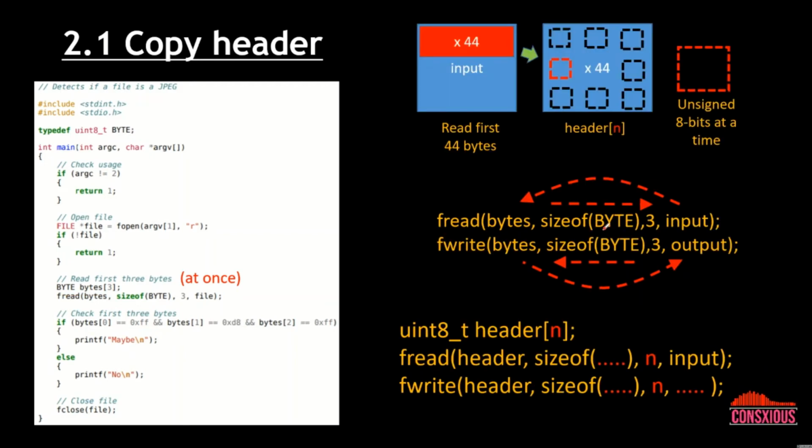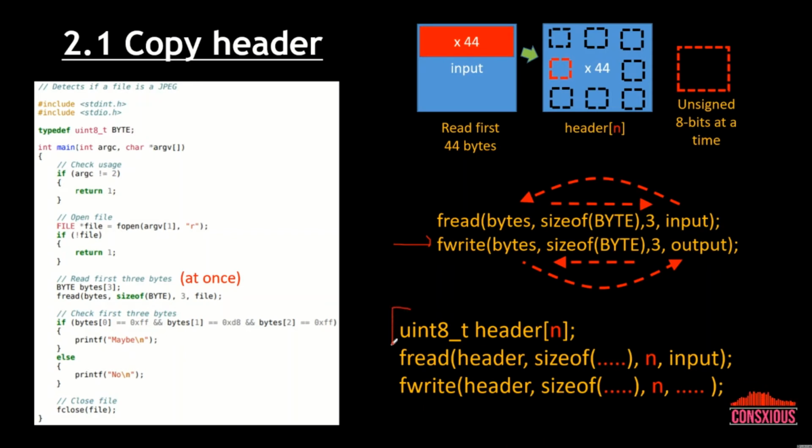Next, as for our case here, we're going to read the first 44 bytes from the input. Then we go through the headers, which is similar to the bytes here. So we have 44 here, and each one of them represents an unsigned 8-bit at one time. Let's take a look at the write. Basically the write is similar. We just take the size of bytes, 3 at a time, with the location, and transfer to the output. So fread reads from the input to here, and fwrite writes from here to the output.